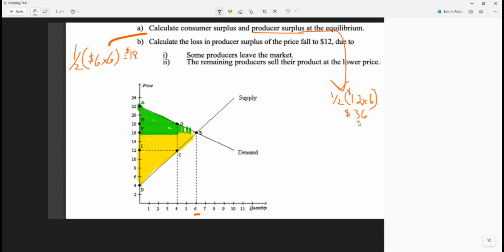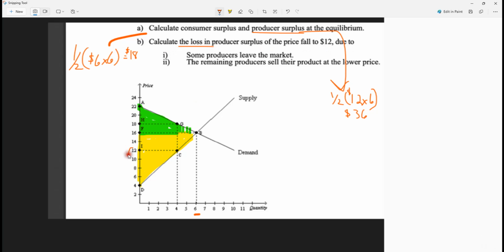is the producer surplus. So before any changes, market equilibrium 16, we have a consumer surplus of 18, producer surplus of 36. Add them both together in case it asks you for the total surplus. Okay, then it says calculate the loss in producer surplus if the price falls to $12.